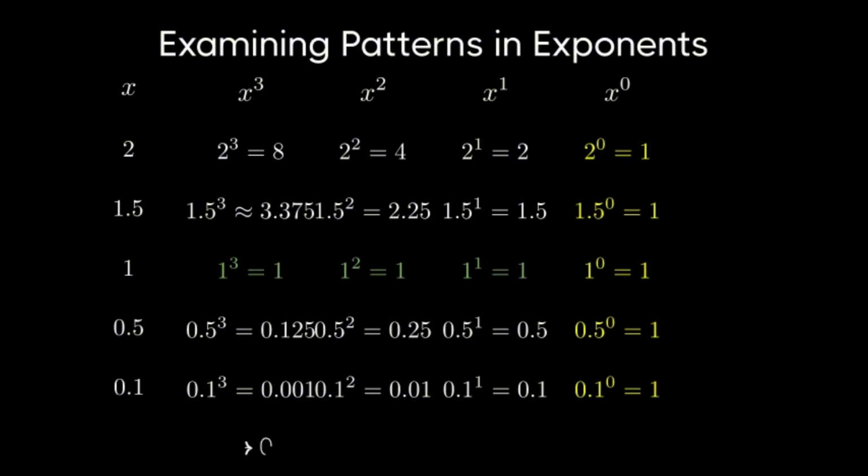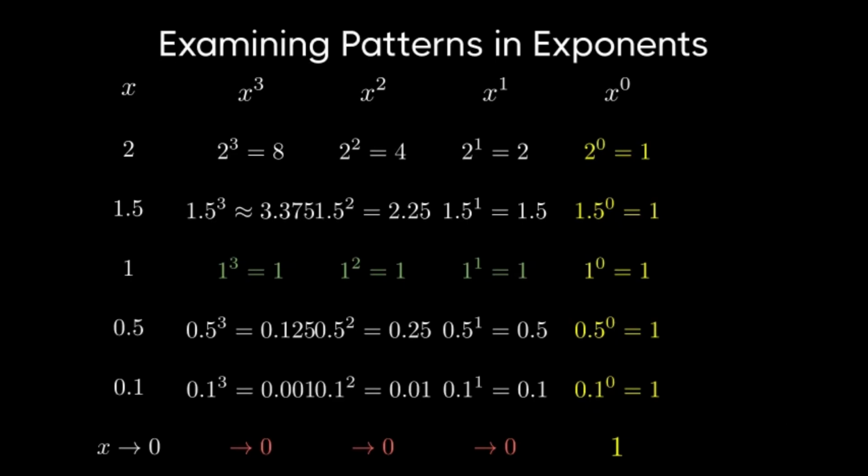Let's try an even smaller number. When x equals 0.1, the higher powers produce very small numbers. 0.1 cubed is 0.001, 0.1 squared is 0.01, and 0.1 to the first power is 0.1. The values are rapidly approaching 0 as our base gets closer to 0. However, 0.1 to the 0th power still equals 1, maintaining our consistent pattern.